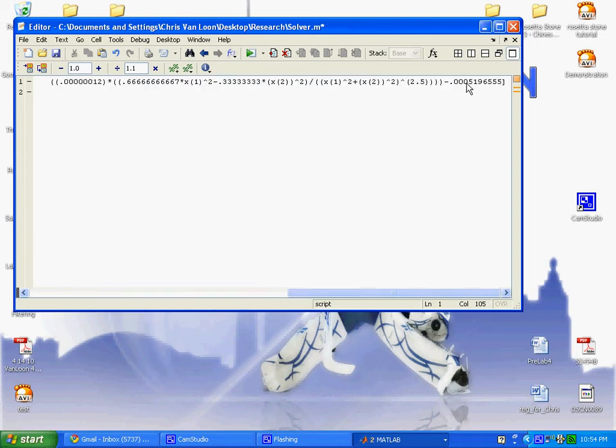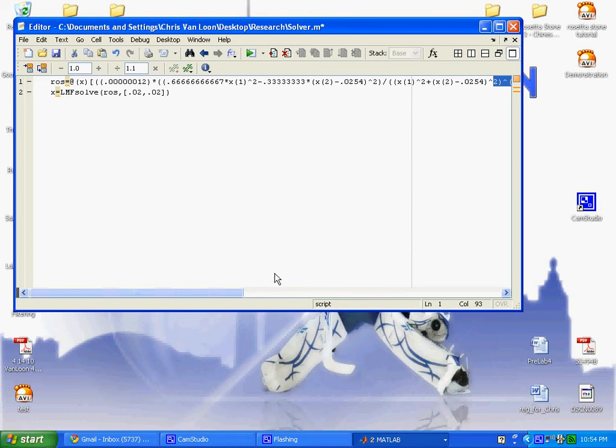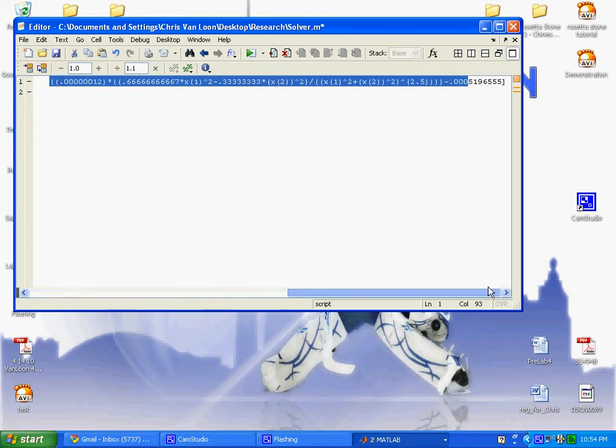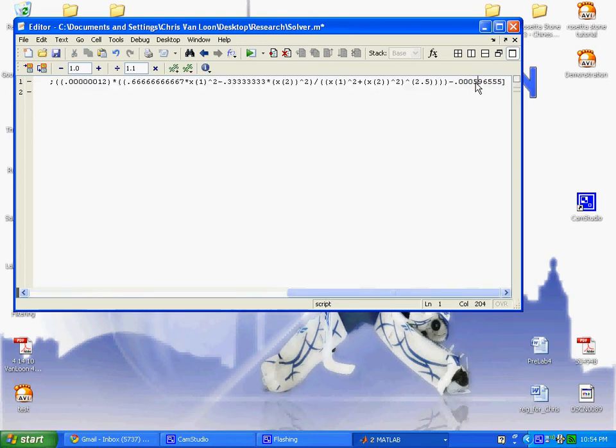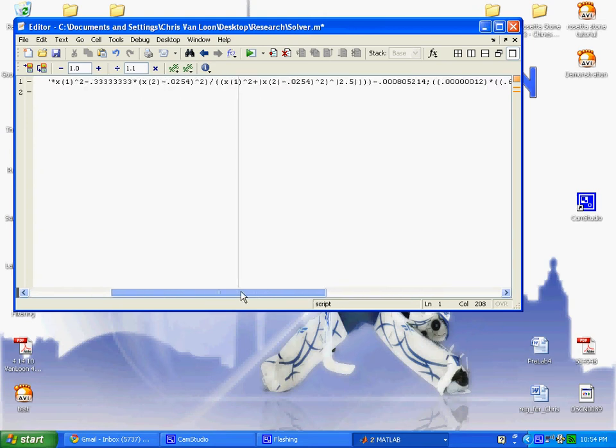I did the same thing here for the second sensor, 0.000867. Okay. So, I just want to double check that I have everything inputted properly. Yep, looks good to me.